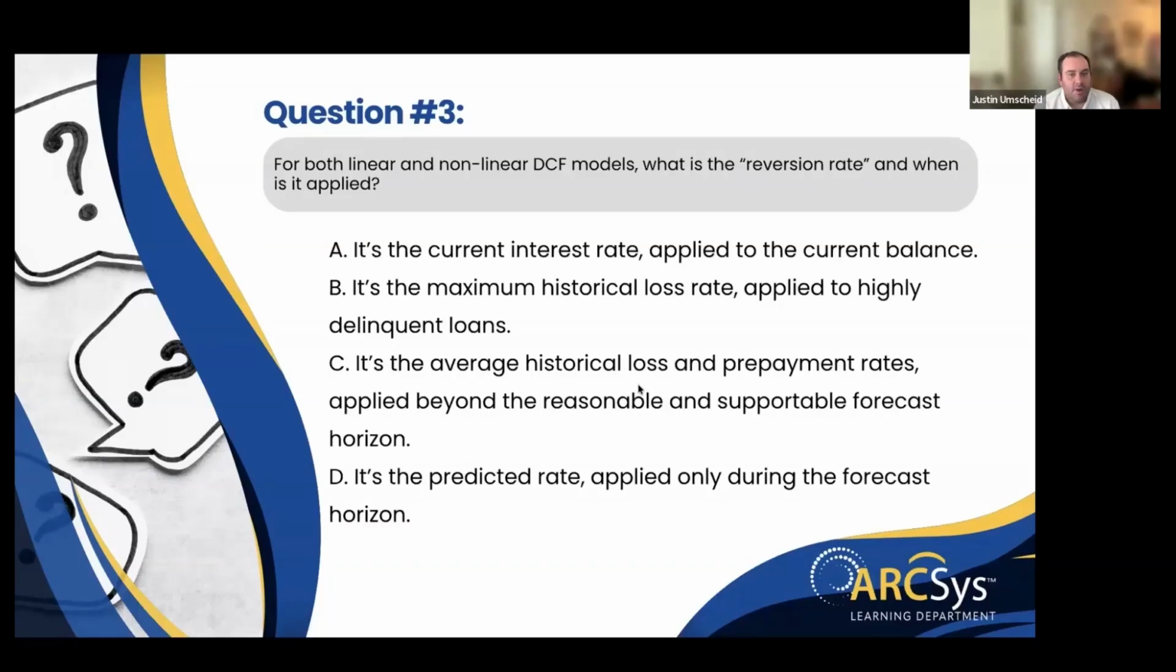All right. The correct answer was C, the average historical loss and prepayment rates, right? This comes directly from the CECL standard. Any period of time after the forecast period ends, you must revert back to the average of the historical data utilized. So we're reverting back to our historical assumptions after our forecast window has ended. Again, if you're building qualitative factors in your model, and adjusting your historical data, that reversion rate includes your qualitative adjustment. If you're adding on qualitative factors outside of the model, your reversion rate does not include the qualitative factor.